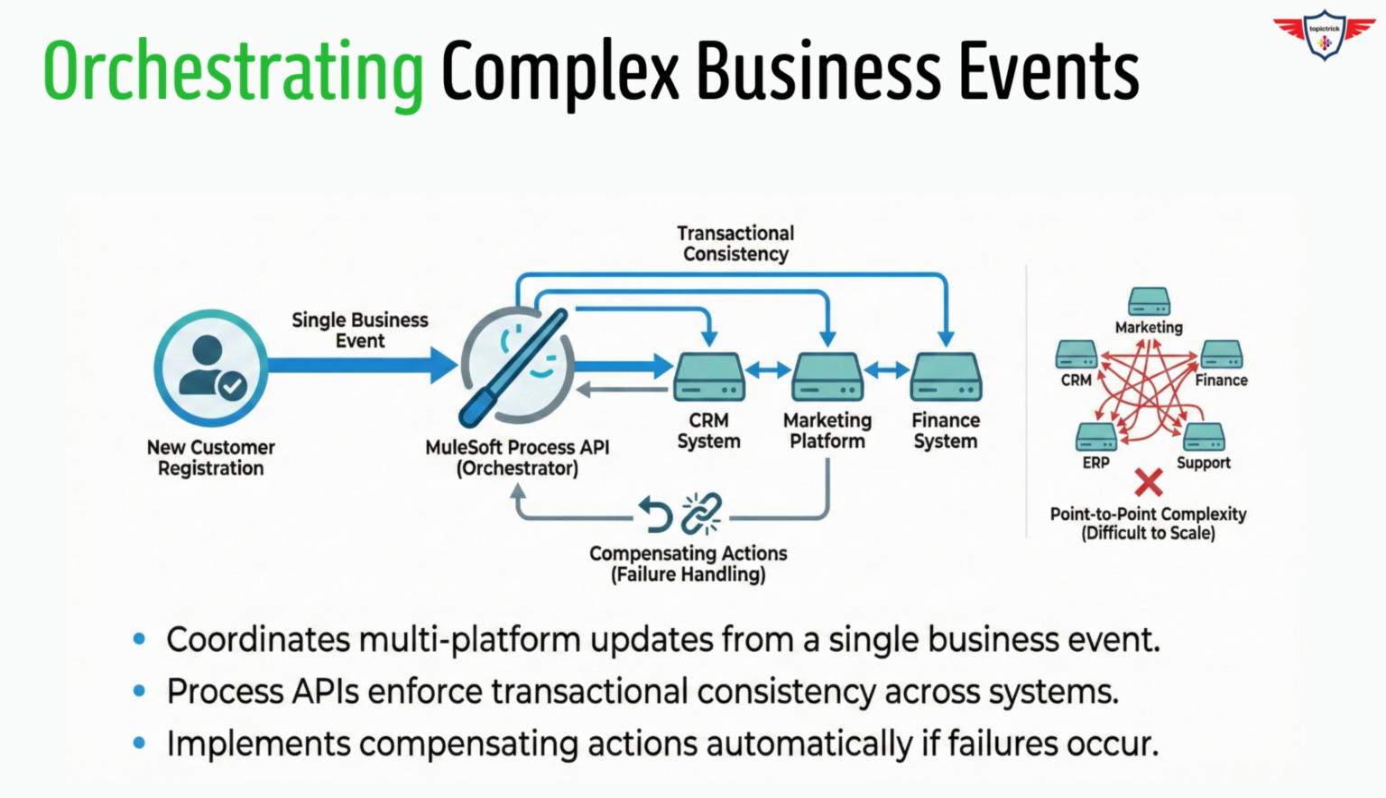In real-world scenarios, software-as-a-service connectivity often involves orchestration. A single business event, such as a new customer registration, may require updates across multiple platforms. MuleSoft Process APIs can coordinate these interactions, enforce transactional consistency where possible, and implement compensating actions when failures occur. This level of orchestration is difficult to achieve with simple point-to-point integrations.